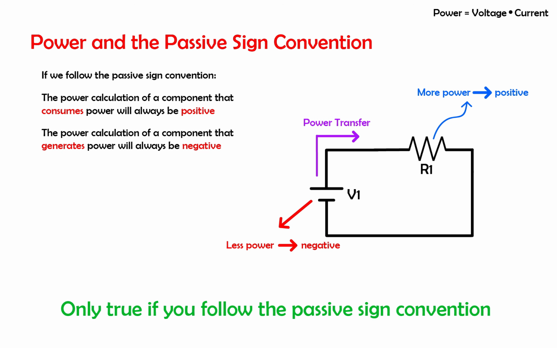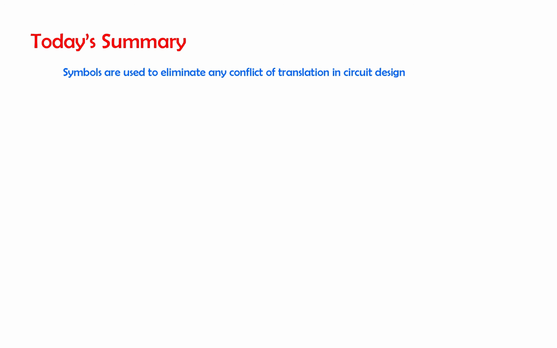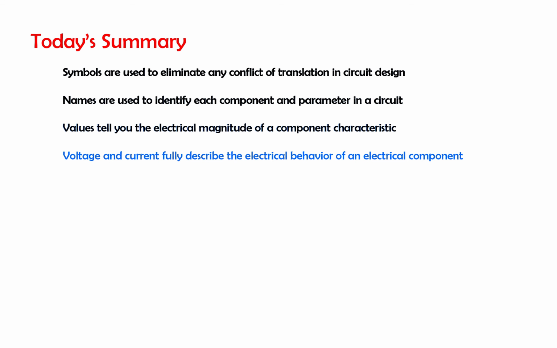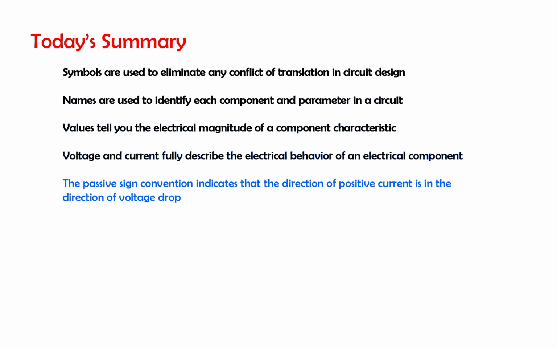So that's it. Now you know that symbols are used to eliminate any conflict of translation in circuit design. Names are used to identify each component and parameter in a circuit. Values tell you the electrical magnitude of a component characteristic. Voltage and current fully describe the electrical behavior of an electrical component. The passive sign convention indicates that the direction of positive current is in the direction of voltage drop. Power equals the multiplication of voltage and current.